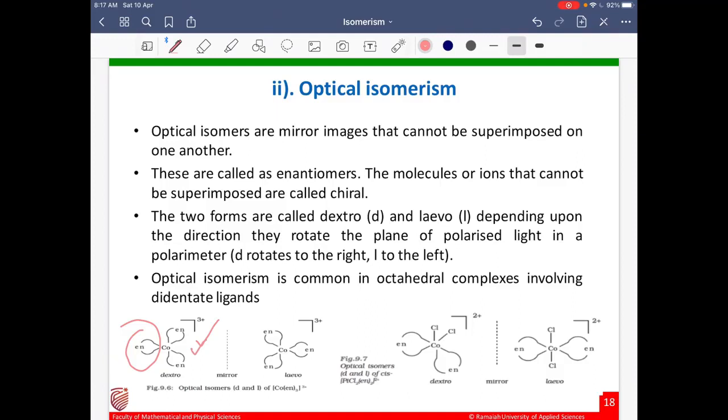If you take this structure and its mirror image, and try to superimpose the mirror image on the first image, definitely they are non-superimposable. If they are non-superimposable, we can call them enantiomers. And if we perform the test using a polarimeter to find in which direction these compounds shift the direction of the light, this compound will rotate to the right, that's why it's called dextro, and this isomer will shift the direction of the light to the left.